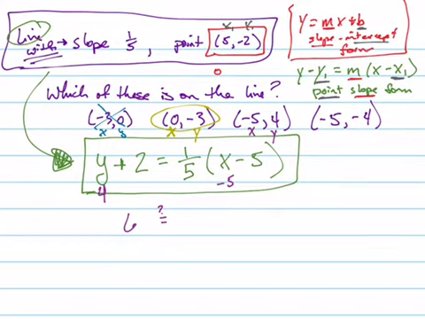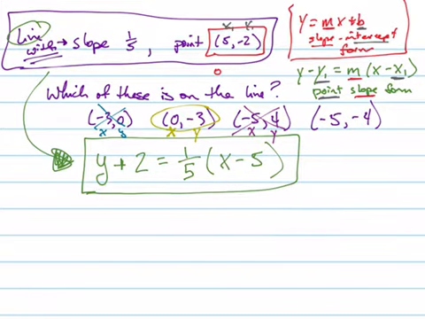It's -10. Yeah, -5 minus 5 is -10. 1/5 times -10, those cancel and you just get -2, right? Is 6 equal to -2? No, it's not. So that is not a solution.